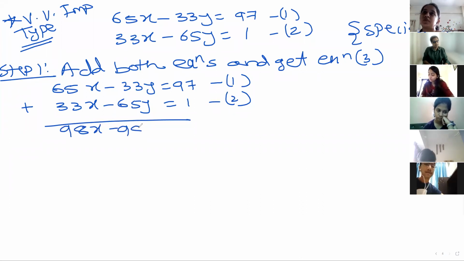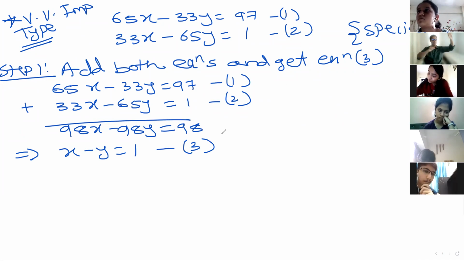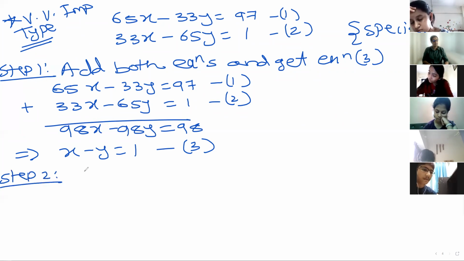98x minus 98y. Both are minus, which means it is addition, so the sign will be negative, is equal to 98. Can I take 98 common? Of course, dividing both sides by 98, this means x minus y is equal to 1. This is equation 3. You simply get x minus y is equal to 1. Very easy.